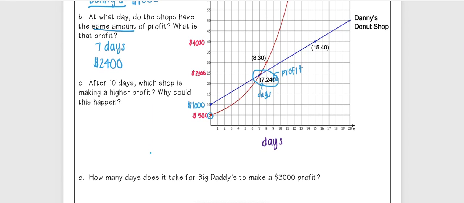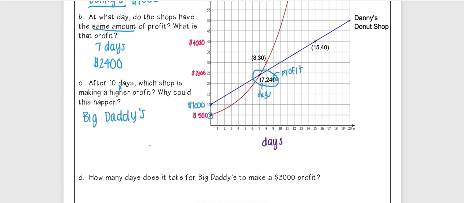Okay, now next question says, after 10 days, which shop is making a higher profit? Why could this happen? So I'm going to go to 10 days. Again, 10 days, that's my X. So I go to 10 in my graph right here. And when I go up that 10 line, I see I hit Danny's Donut Shop first. It's at like 3,000. But Big Daddy's is above it. It's at a higher profit. And so Big Daddy's will be larger profit. So at 10 days, they're making more money.